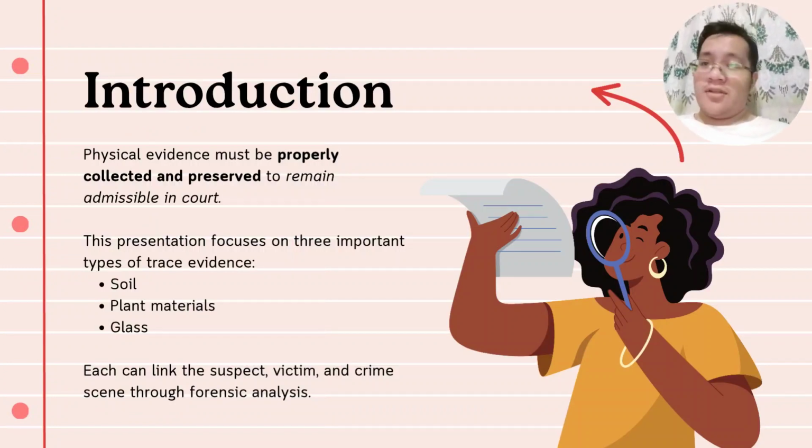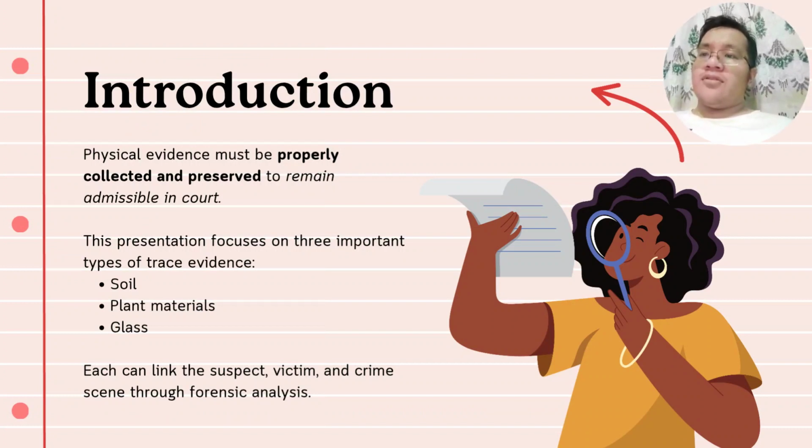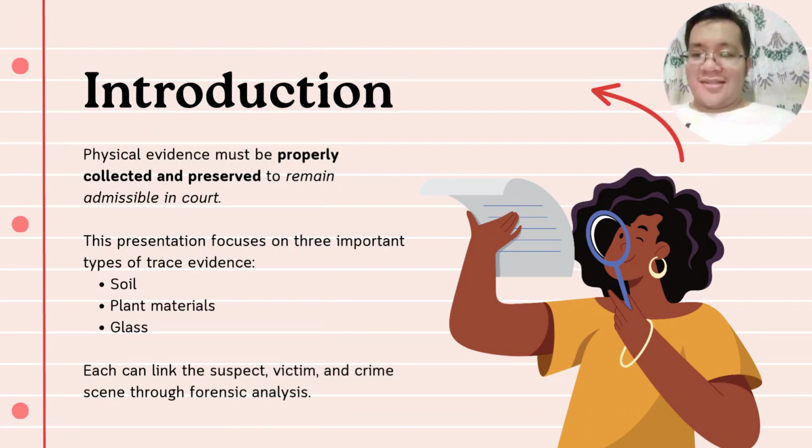So, the introduction for our presentation is: physical evidence must be collected and preserved properly to remain admissible in court, meaning we need to ensure the proper collection and preservation until the chain of custody down to the court, in order for it to be admissible and not to be dismissed as evidence, because evidence can make or break a case. In the presentation we will focus on the three important types of trace evidence that will link the perpetrator to the crime scene, such as the soil, the plant materials, and the glass, where each can link the suspect, the victim, and the crime scene to forensic analysis.